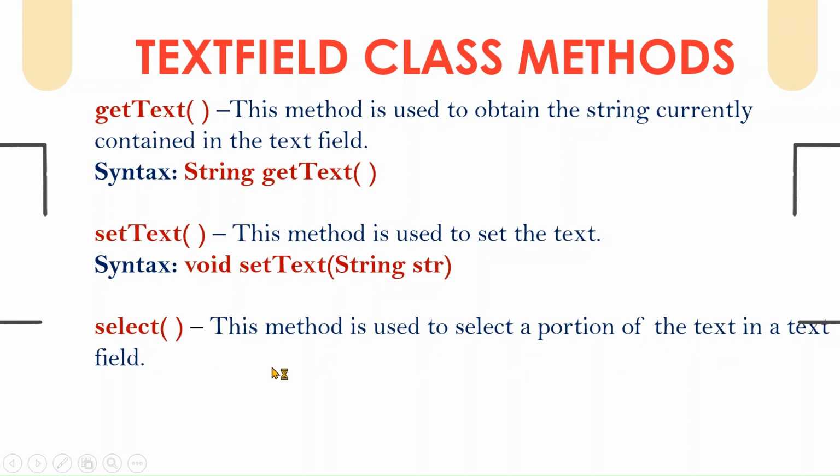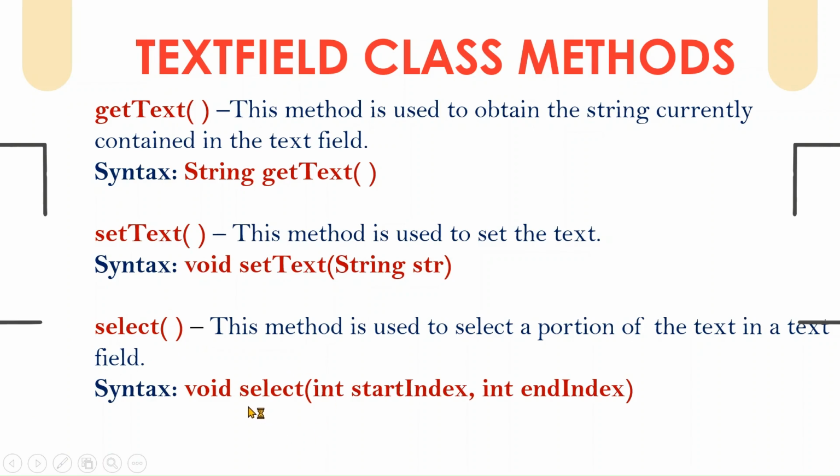Suppose you have something like hello in the text box and you select only 3 characters like HEL. Then only that particular portion is selected by using the select method. What is the syntax for this? Here you write the select method, and you need to specify the starting index, like 0, then 1, 2, 3. From which character you want to start, that index number you need to write. Then the ending index, till where.